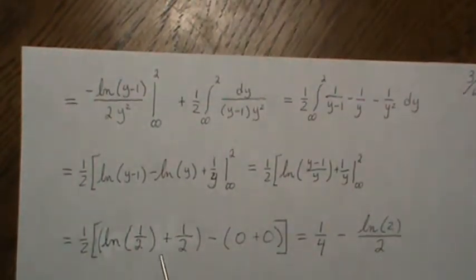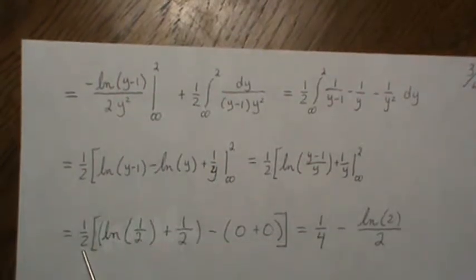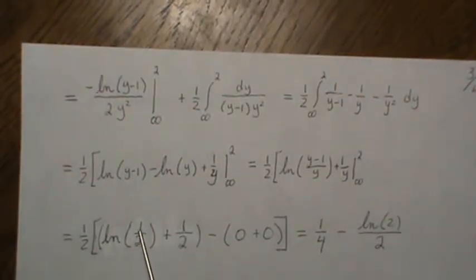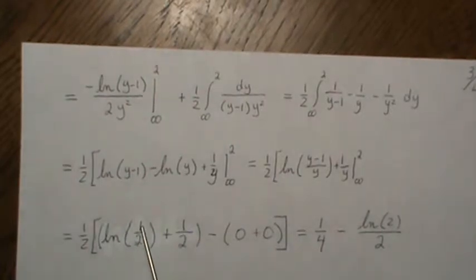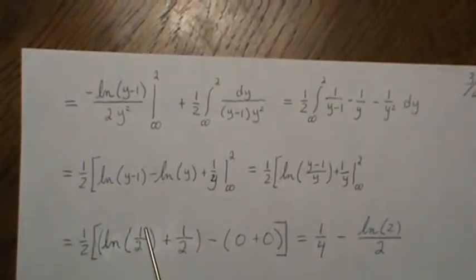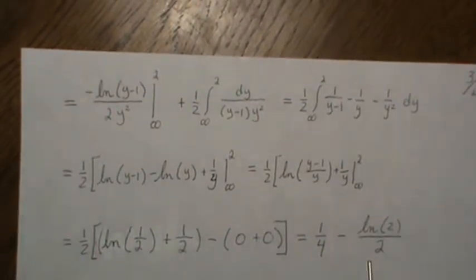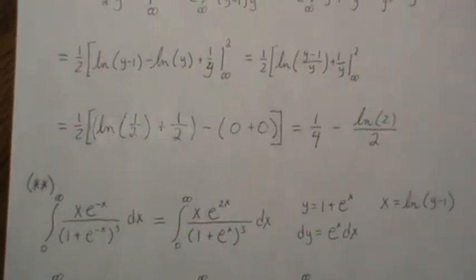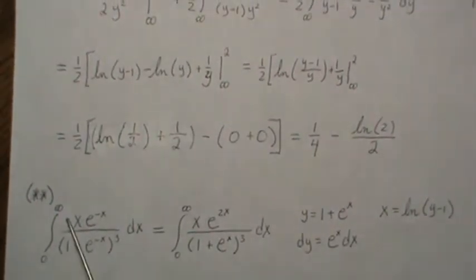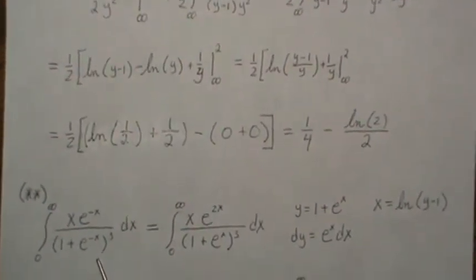So the answer to this, and the log of 1/2, you can move that up to log of 2 to the minus 1 power, bring it out front. So when you multiply it through, you get this. So that's the first piece, the asterisk. Now the double asterisk, this we go from 0 to infinity of this formula here.